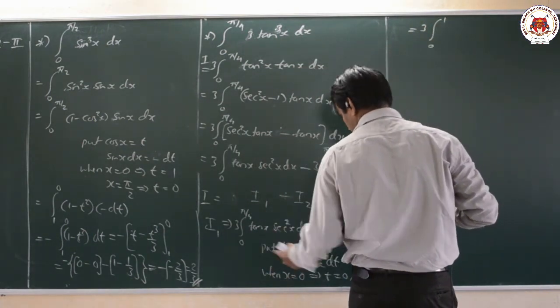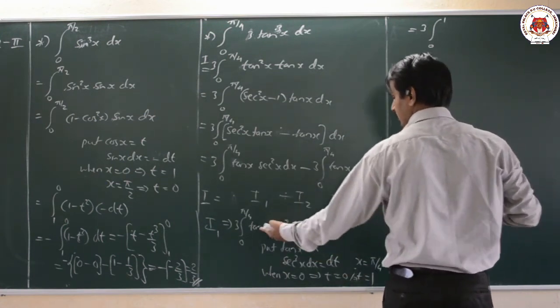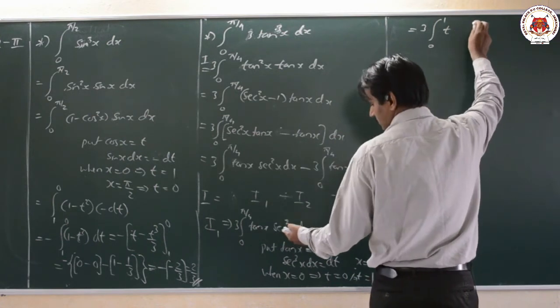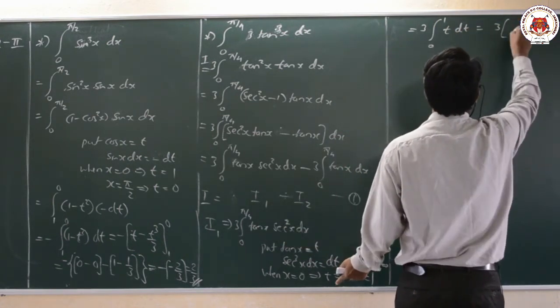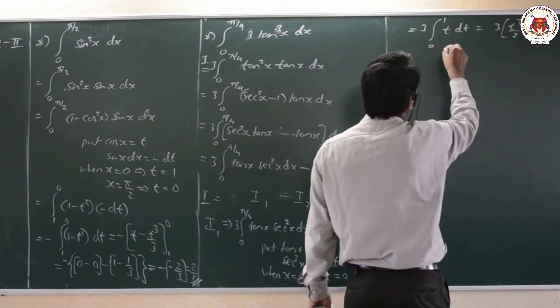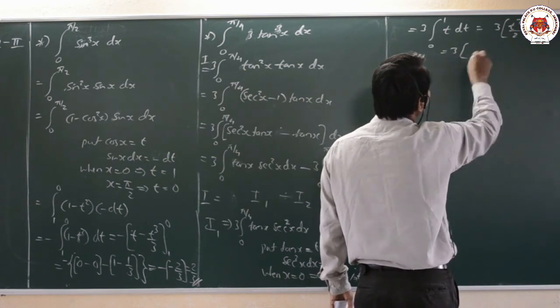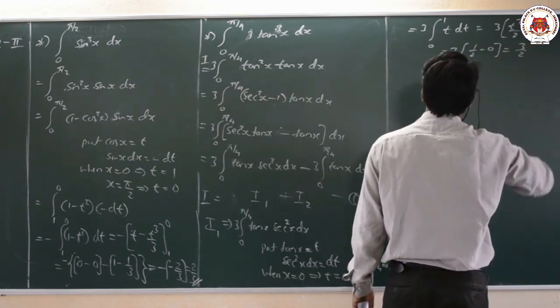I will substitute all these values, which is equal to 3 into integral 0 to 1. When x equals 0, t is also 0. When x equals pi by 4, t is 1 here. Tan x is t, and secant square x dx is dt, which is equal to 3 into t square by 2 between the limits 0 to 1. What value do we get? 3 into 1 by 2 minus 0, the value will be 3 by 2.